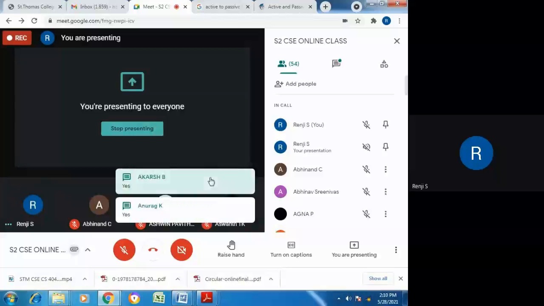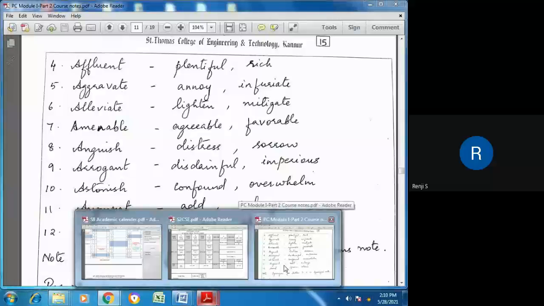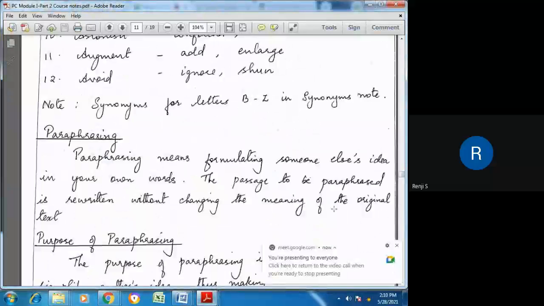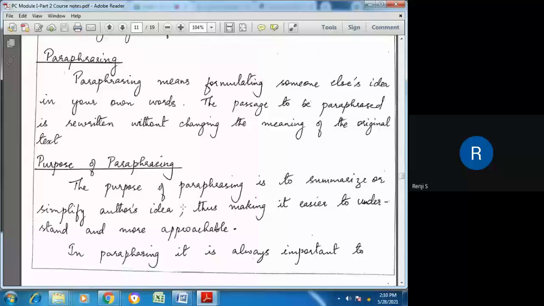Okay. So be prepared for the exam also. Now, I'm going to the next section. Yesterday we were speaking about compound words, and these synonyms also you should refer. Then, the next section is paraphrasing.